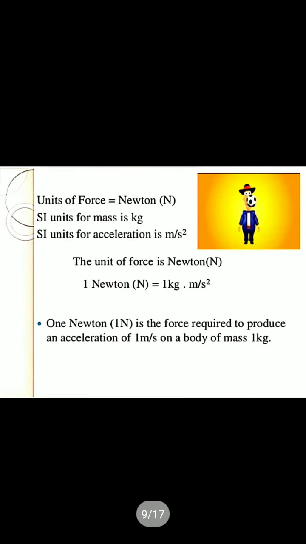Next, from F equals m into a, that is the equation from which we get the idea about force. The unit of force is Newton. The SI unit of mass is kg, and the SI unit of acceleration is meter per second square. We know this. So 1 Newton equals 1 kg into meter per second square. How can we define it? 1 Newton is the force required to produce an acceleration of 1 meter per second square on a body of mass 1 kg.